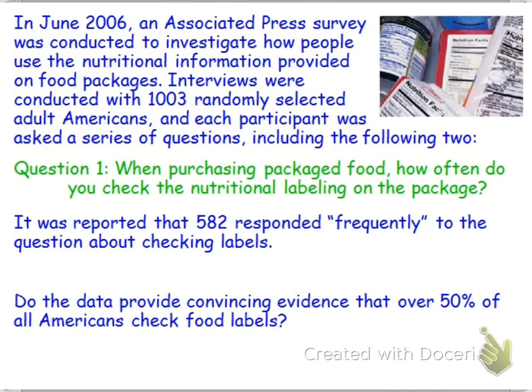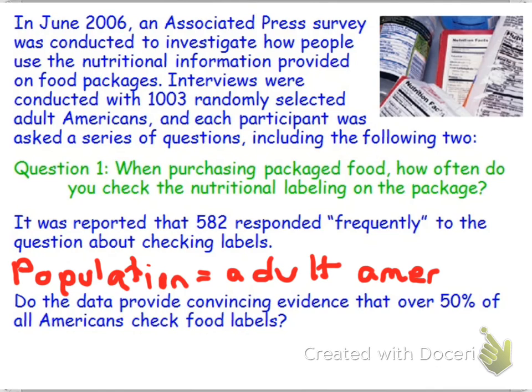So here's our first example, and it's about whether Americans look at nutritional information on packaging. But first of all, we want to take a look at what is the population of interest here. The population of interest here is adult Americans. So we have a sample of 1,003 from the population of interest, and we want to know if the results we get provide convincing evidence that more than 50% of Americans check food labels.